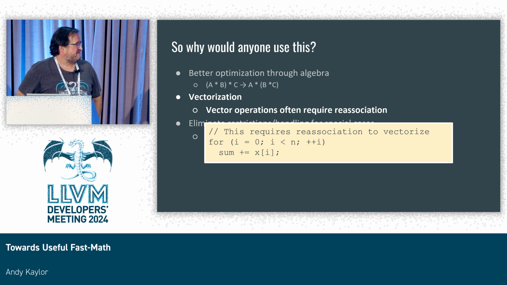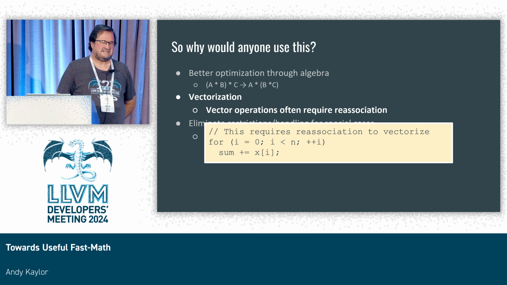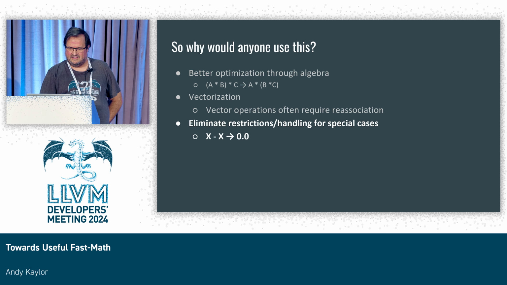The next thing is vectorization. This is something that comes up pretty often. If you're vectorizing a loop like this with integers, no problem. The integers don't have this sort of reassociation problem, and so you can vectorize this loop and do the calculations. But if you're using floating point values here, you can only vectorize a simple loop like this with reassociation enabled. So it's an important case.